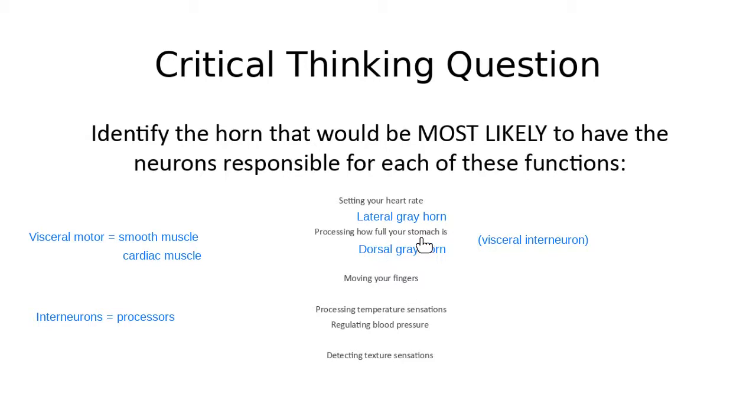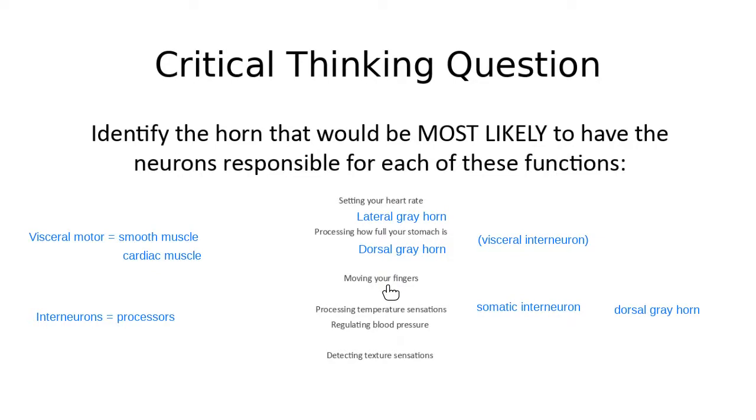Because we also had another processor. This processor was doing temperature information. Temperature information is the kind of information that a somatic interneuron would process, a somatic interneuron. So somatic sensations from anywhere in the body. Even though it's processing a different type of information, because it's a processor, it still lives in the dorsal gray horn. This is still going to be in the dorsal gray horn because it's a processor of information.